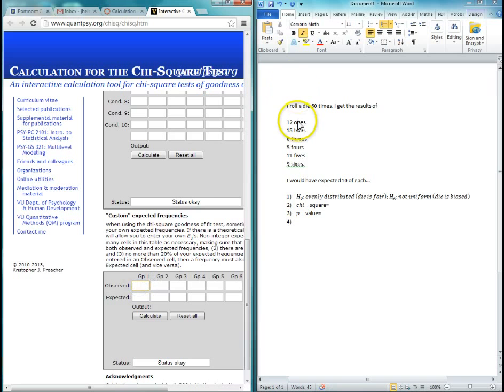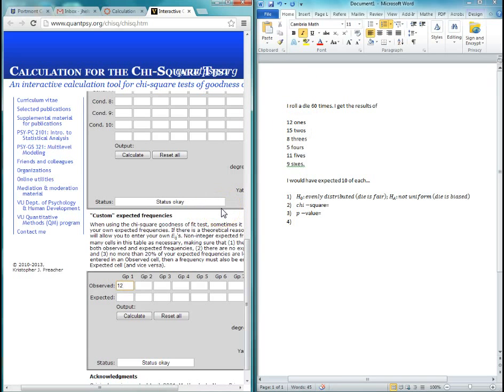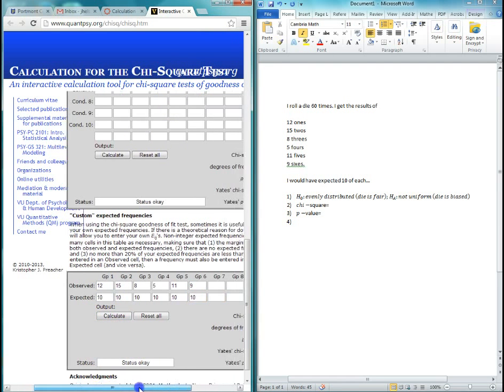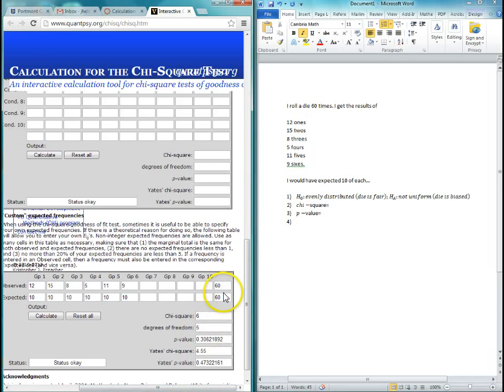So the observed would have been this 12, and then 15, 8, 5, 11, and 9. And I should have been expecting 10s across the board if they were evenly distributed in each one of the categories. So calculate, and let's see what we got. Rows add up to 60. Excellent, just like I was hoping. Chi-squared score is around 6. We can go over here, put in a 6. My p-value is 0.3062.